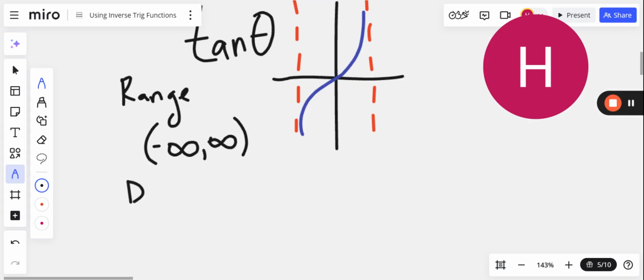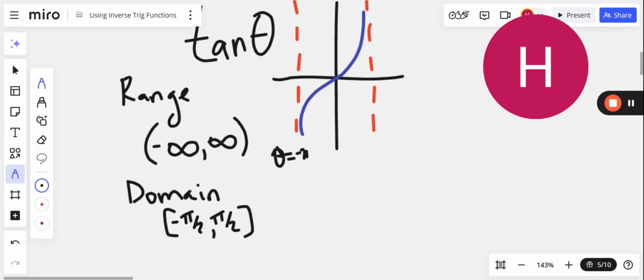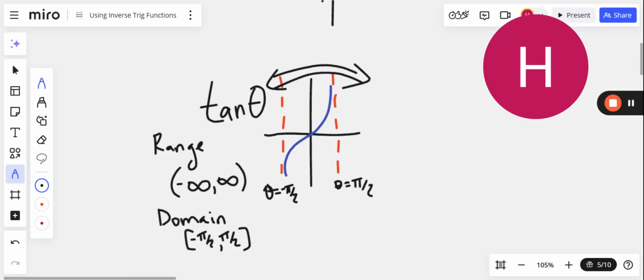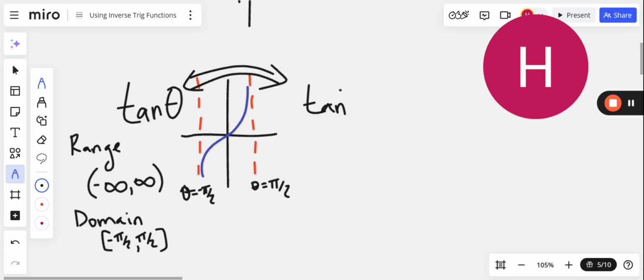But where does that happen in between on the domain? That happens similar to the domain for sine. It goes from negative pi over 2 to pi over 2. You might remember that that's where these asymptotes are located. This is, I guess I won't say x, I'll say theta equals negative pi over 2. And this is theta equals positive pi over 2. So that means the range of our tan inverse, similar to the sine inverse range, the range on tan inverse is just going to be from negative pi over 2 to pi over 2.